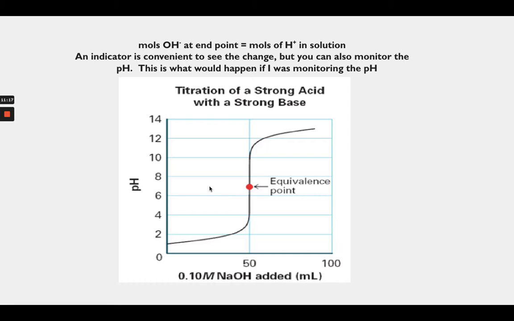And right at this midpoint at pH 7, that is the amount at the equivalence point. So we get this really interesting curve when you titrate a strong acid and a strong base. But the indicator is a lot easier to monitor because it'll just change at the equivalence point. It'll change right there to a different color. All right, so now let's try something else.